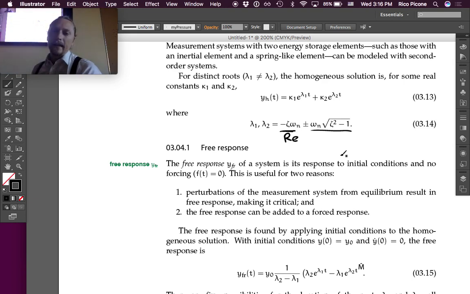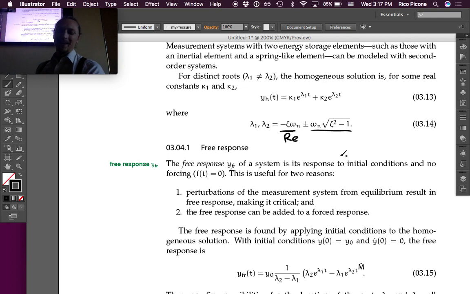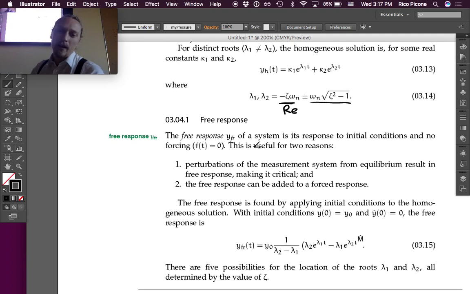And I think it gives us a foundation for our intuition, and it's easier than any of the forced responses. So we'll do free response first. So the free response, YFR, of a system is its response to initial conditions and no forcing. So the forcing function is equal to 0. This is useful for 2 reasons. The first is that perturbations of the measurement system from equilibrium result in free response, making it critical.